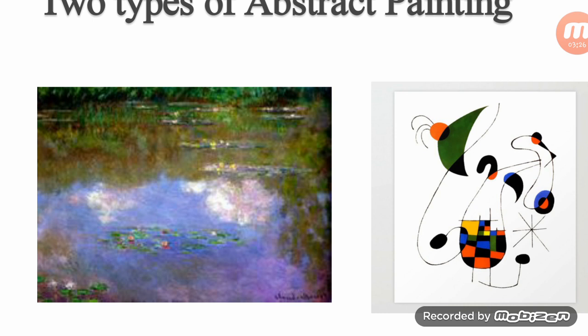In 1899, Monet began to paint a series of paintings called Water Lilies. These paintings depict the garden at his house in Giverny, France. Although the objects in the painting don't really look like lilies or water or clouds, they are close enough that you can get a feeling for what you are seeing.